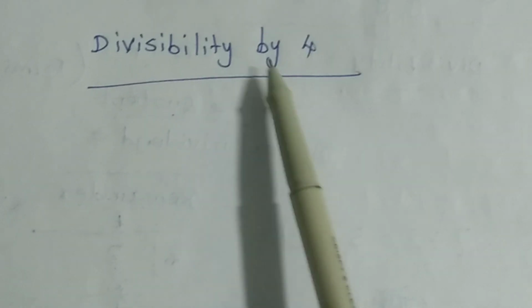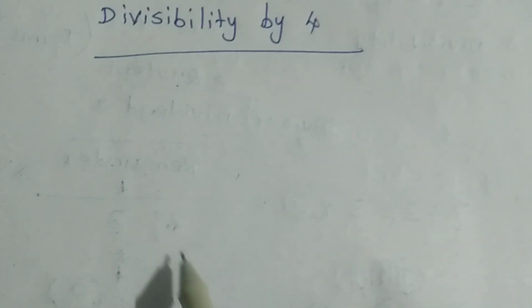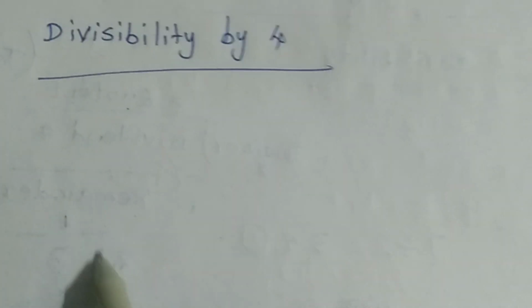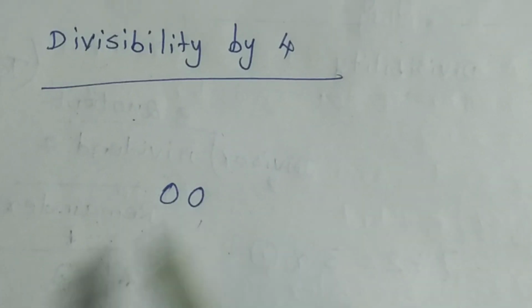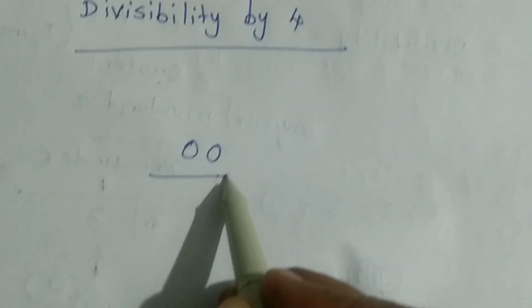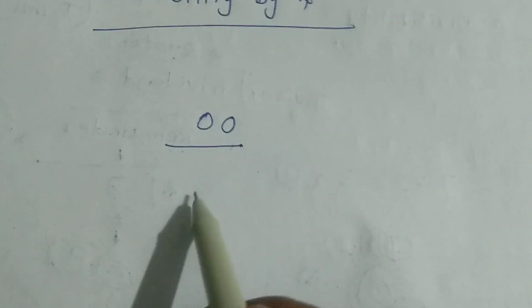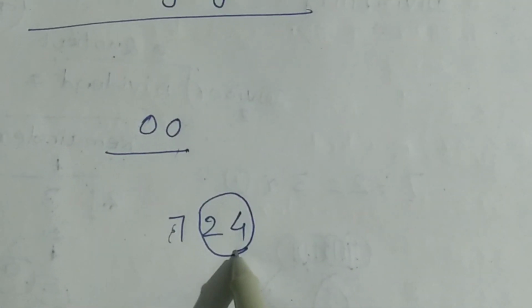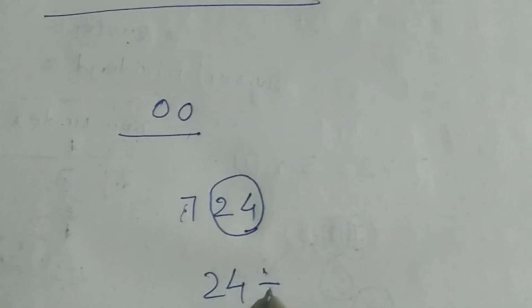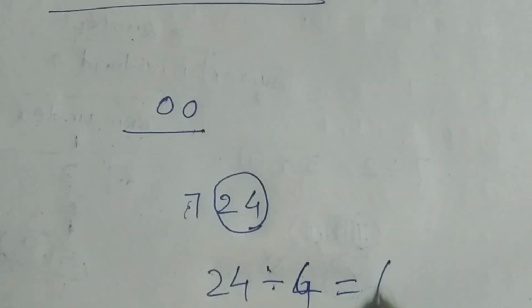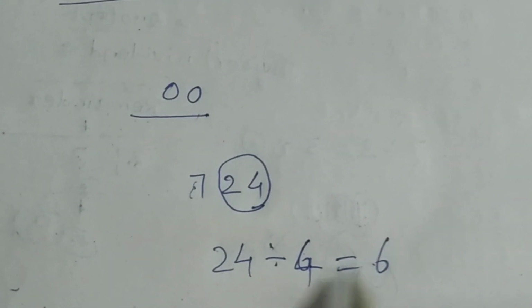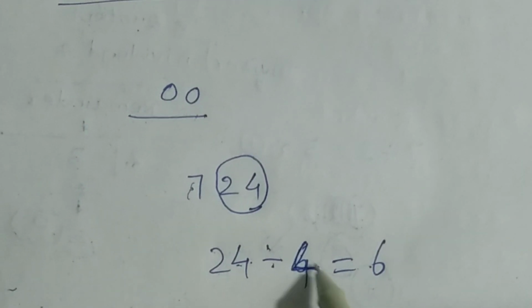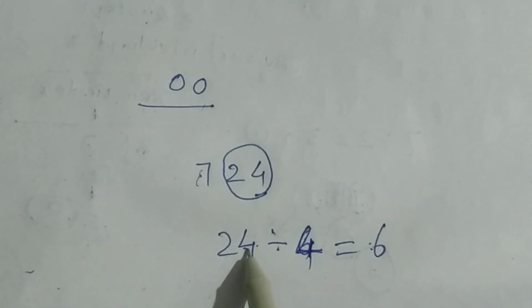Now we can check divisibility by 4. It's very easy. If the last two digits of a number are two zeros, or if the number formed by their last two digits is divisible by 4. Example, 724. We know 24 is divisible by 4. When we are dividing 24 by 4, the answer is 6. We know 6 4s are 24. 4 times 6 equal to 24.